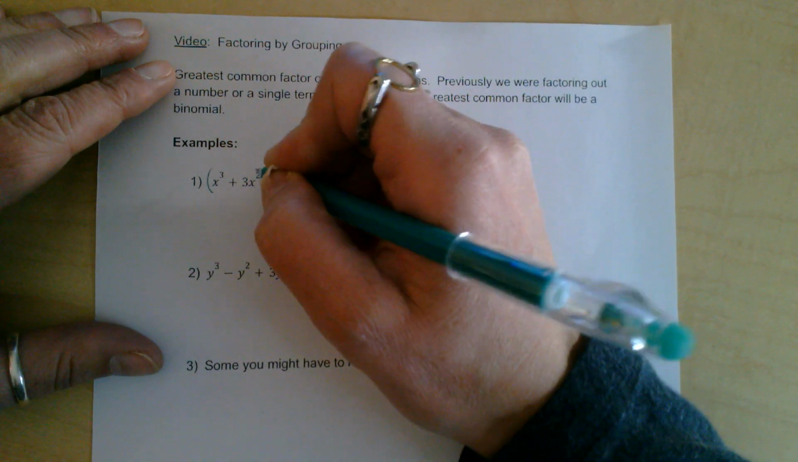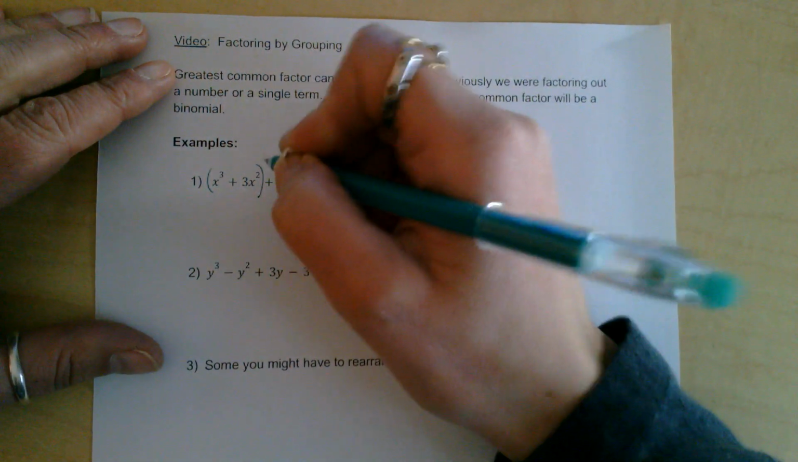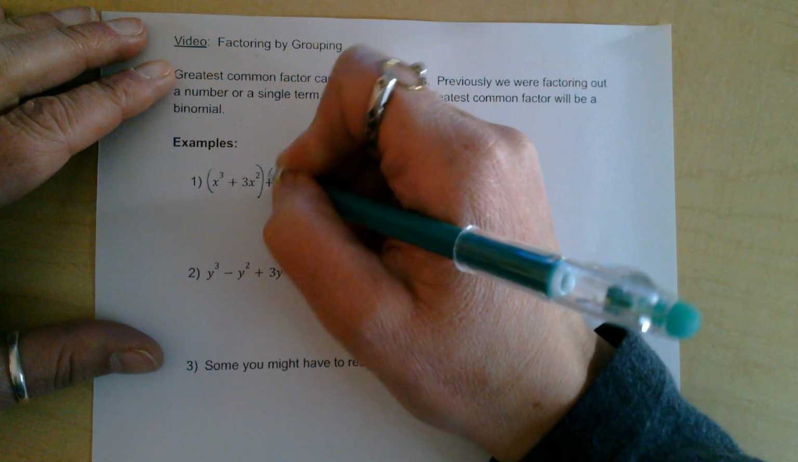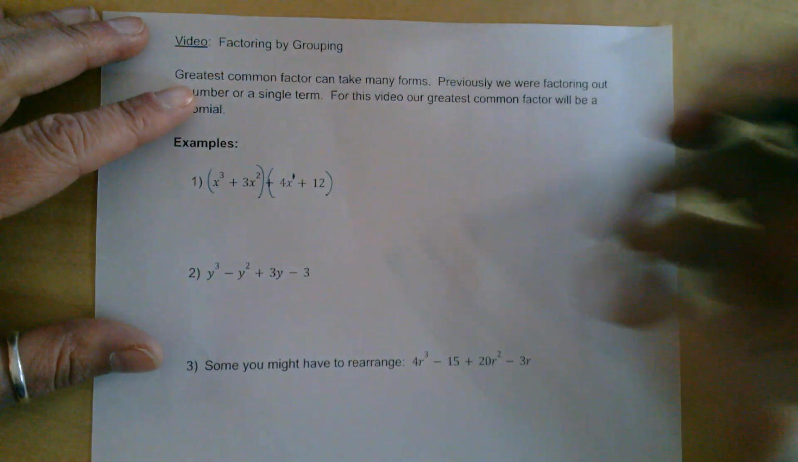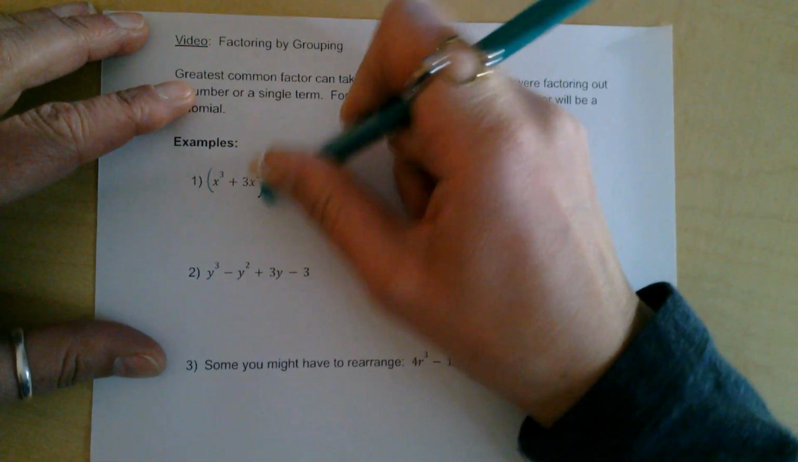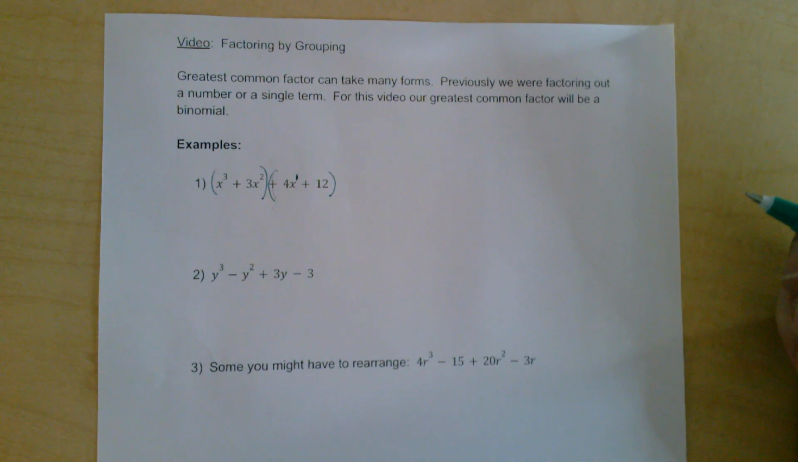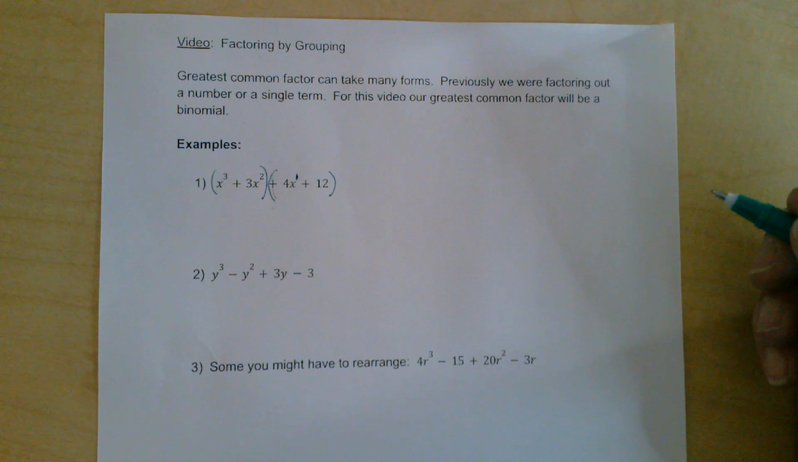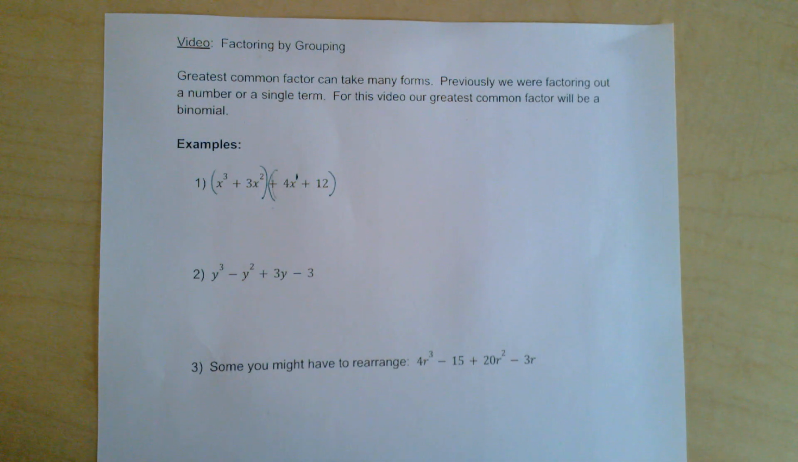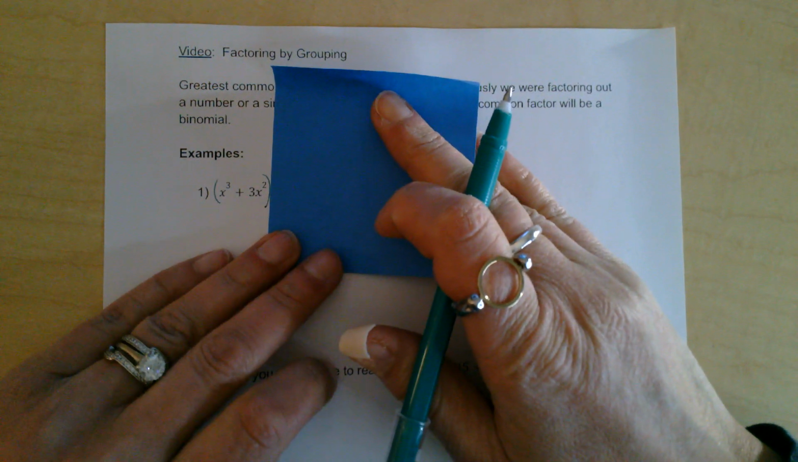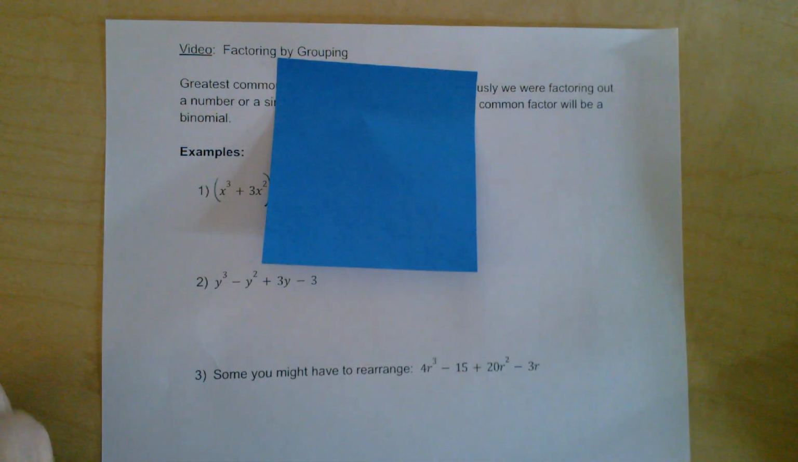I'm going to use parentheses to group the first two, and I'm going to use parentheses to group the second two. And I am going to include that plus sign because I want to make sure I'm using that positive. Okay, so we're going to look at the groups one at a time. And so I'm just going to block out the second group so we can concentrate on the first.